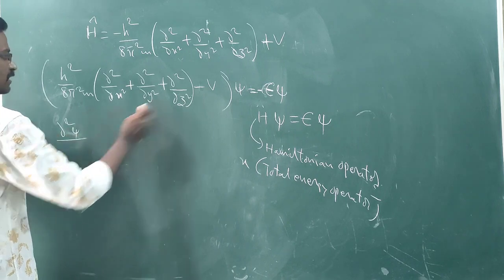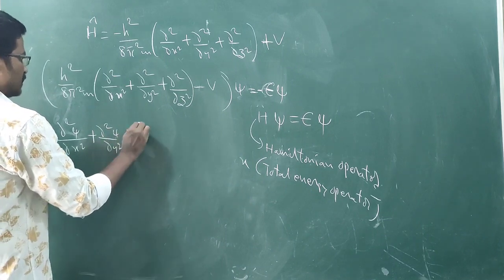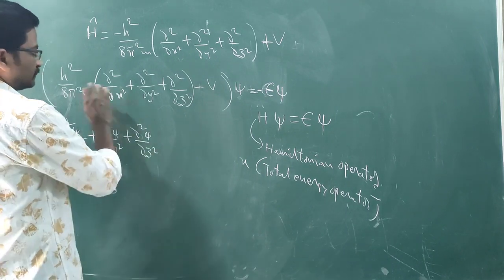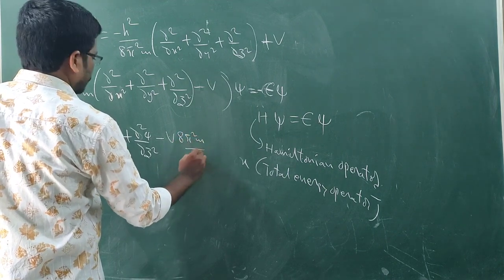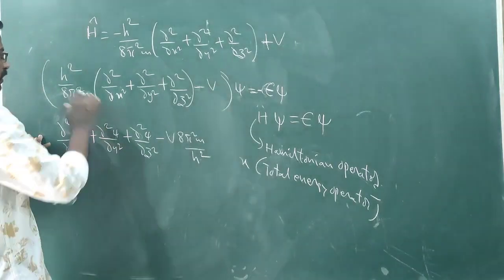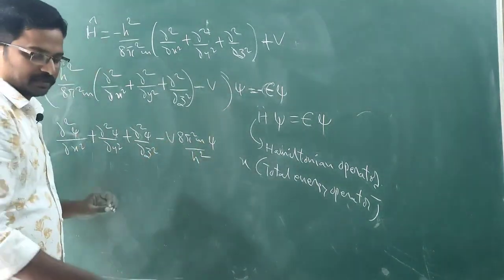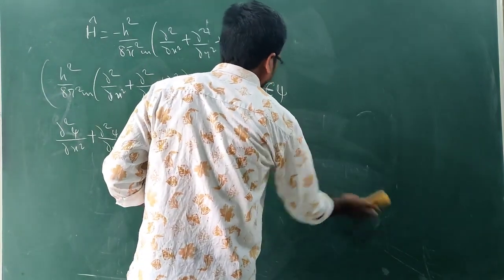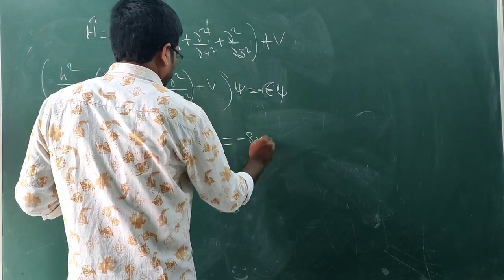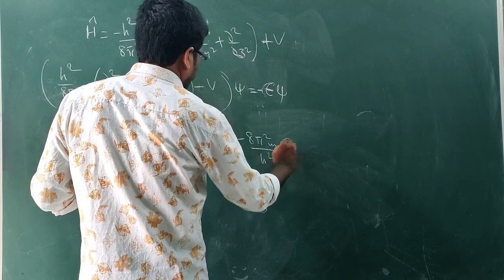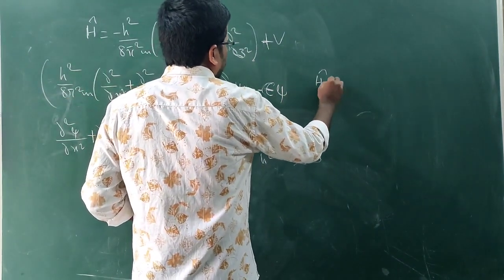Dou square psi by dou x square plus dou square psi by dou y square plus dou square psi by dou z square, and then 8 pi square m by h square. This is multiplied like this, and then you may get 8 pi square m by h square E psi, because we know the concept H psi is equal to E psi.